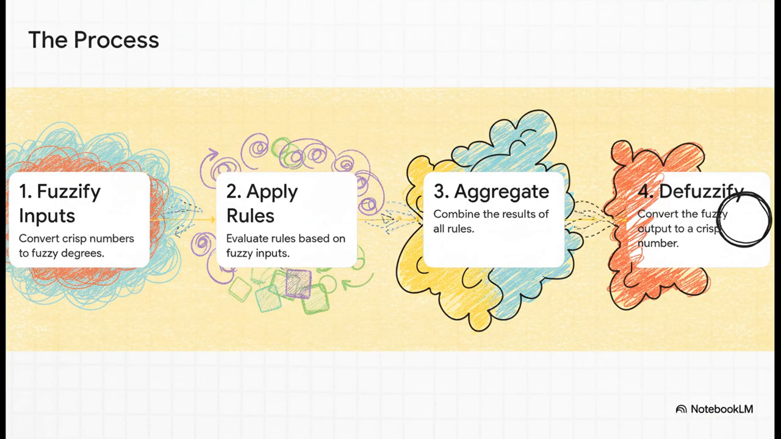First, it has to fuzzify the inputs, turn the numbers into fuzzy values. Then, it applies the rules we just wrote. After that, it aggregates, or combines, all the results. And for the final step, it defuzzifies everything back into one single crisp number. Let's walk through it step by step.